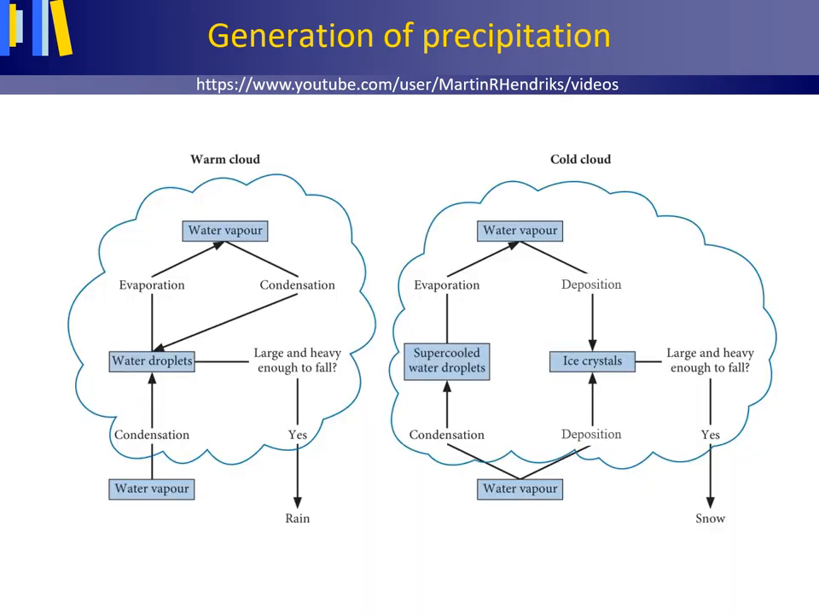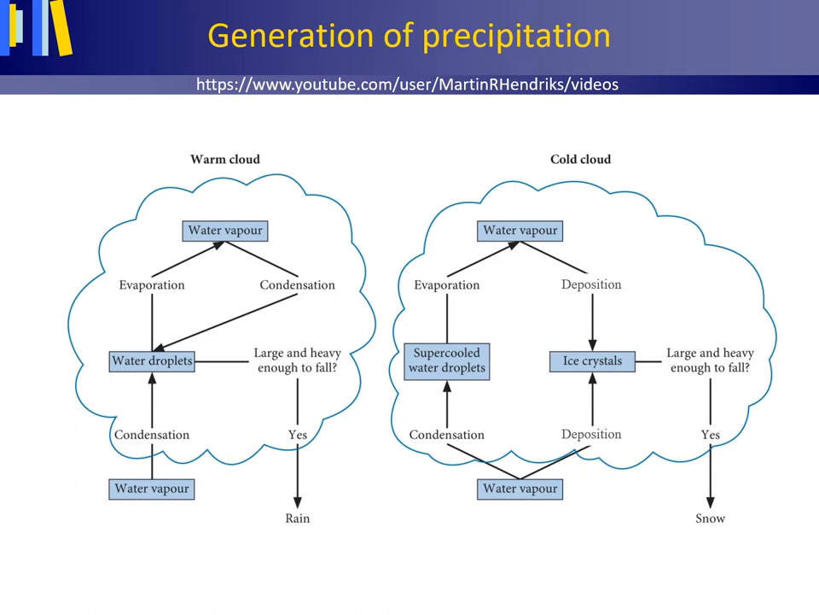Precipitation starts when large water droplets or ice crystals fall to the earth due to gravity. In many clouds, the water droplets or ice crystals are not heavy enough to overcome the updraft of the air, which is the vertical upward movement of the air as described in the short lecture on cloud formation.